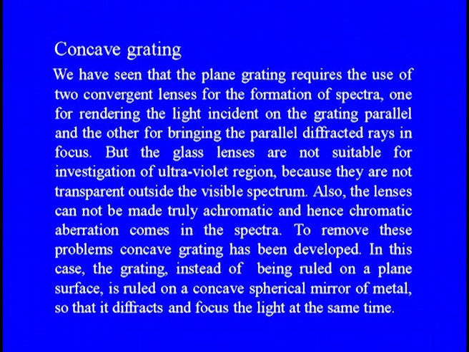To remove these problems, the concave grating has been developed. In this case, the grating, instead of being ruled on a plane surface, is ruled on a concave spherical mirror of metal, so that it diffracts and focuses the light at the same time. This eliminates the chromatic aberration and can be used in the ultraviolet region.